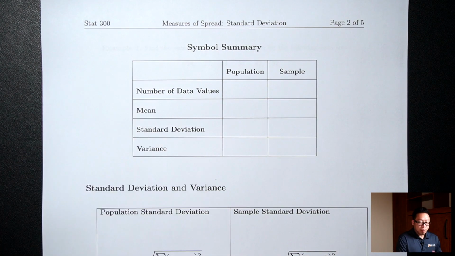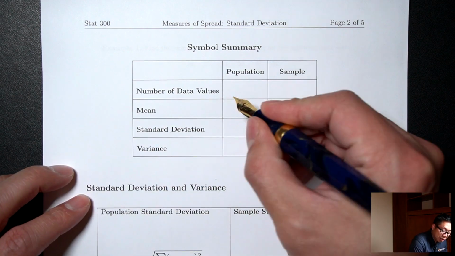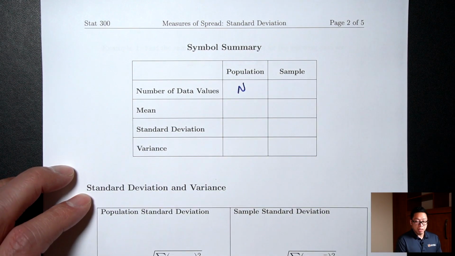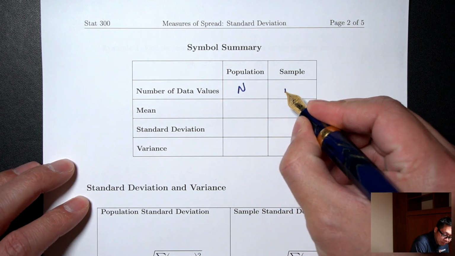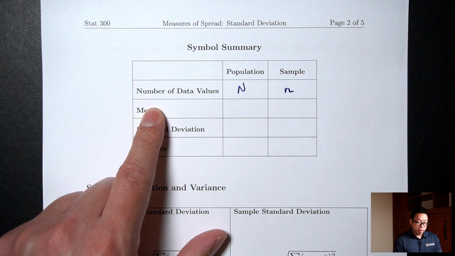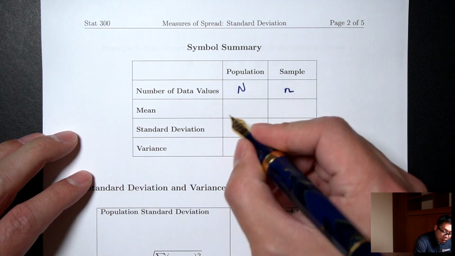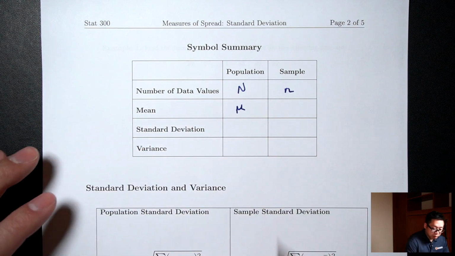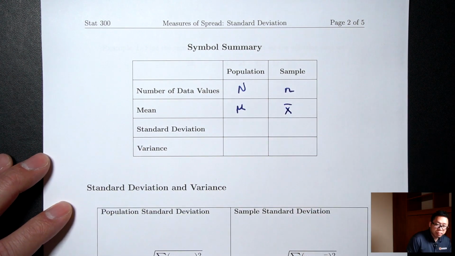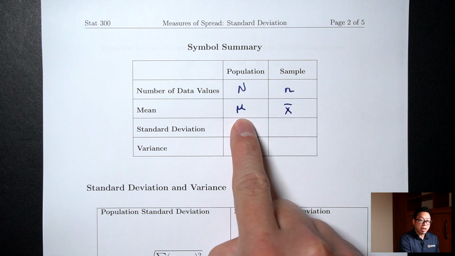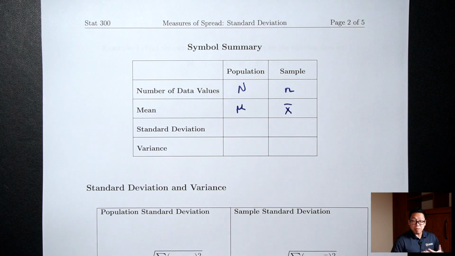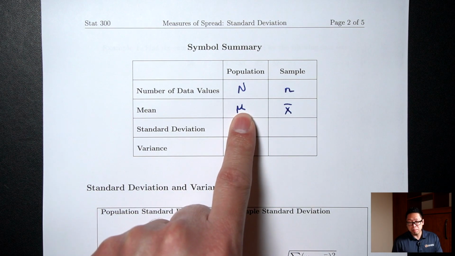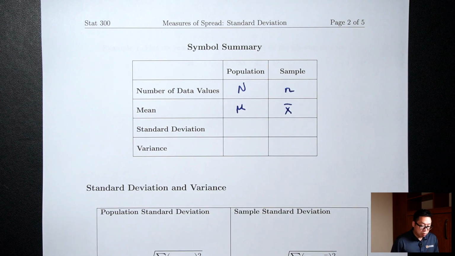Number of data values. If we're talking about the population, it'll be a capital N. If we're talking about a sample, it's a lowercase n. The mean. If we're talking about a population, the symbol is mu, that's a Greek letter mu. If we're talking about a sample, it's x bar. So in other words, if you were able to calculate the mean or the average from data that you got from everybody, you would use this symbol. If you got the mean from just a sample, you use this symbol. The way you calculate is exactly the same, the symbol is different.